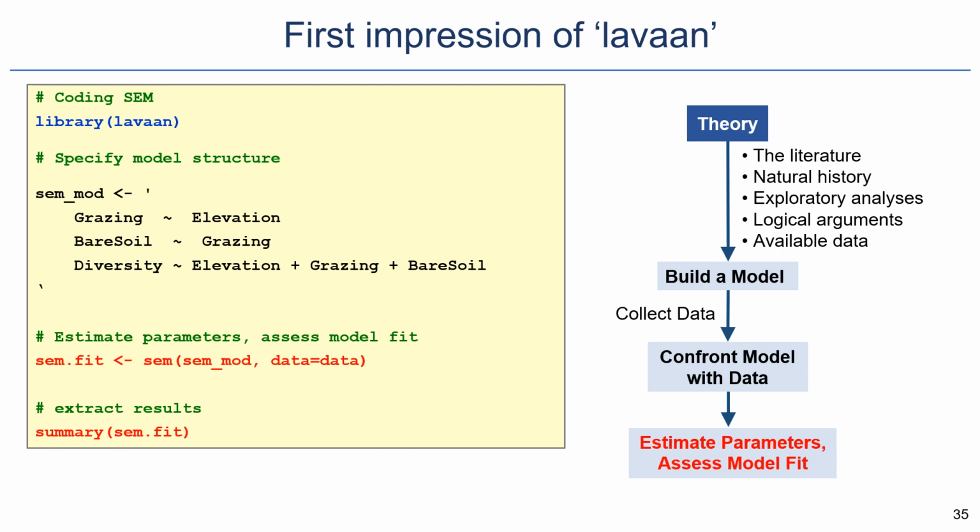And the next step is to confront our model with the data and to estimate the parameters. So for this, we use the function sem for our specified model. Here it is, sem, the model, and also we define the data with which we want to fit our model. And then we want to extract the result. For this, we use the function summary for our fitted model.